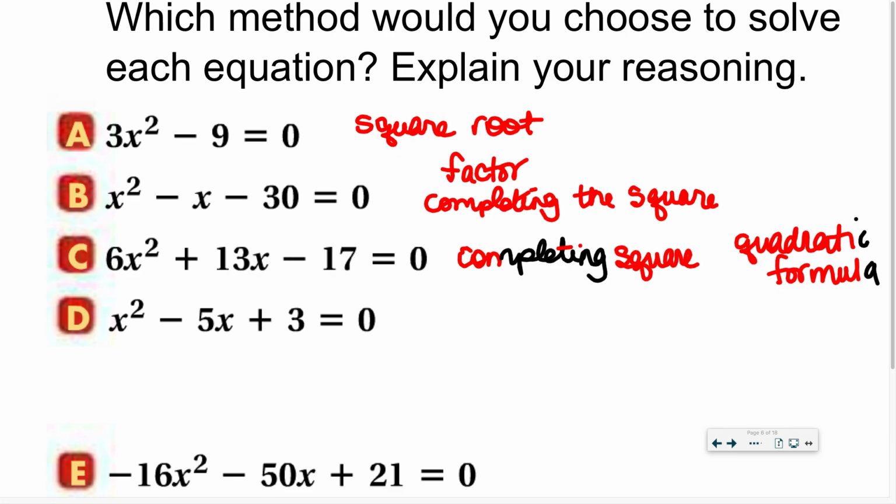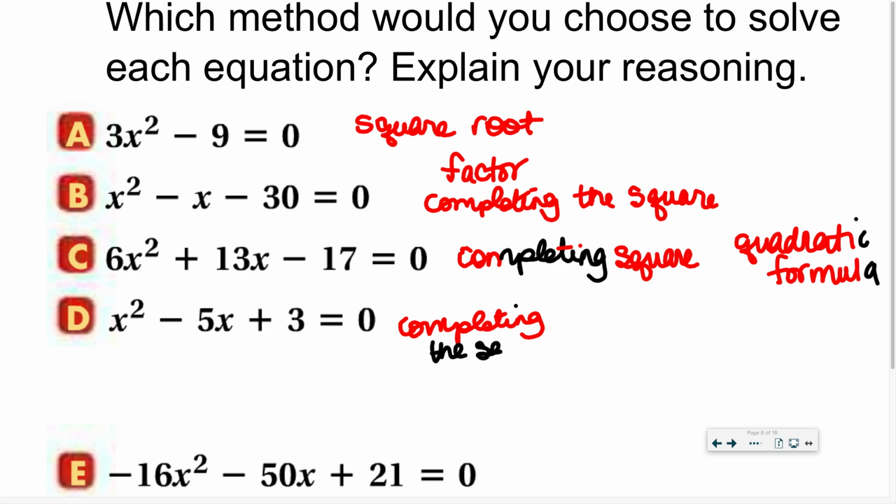How about D? What do you notice? Even though the numbers are relatively small, the constant is 3, the coefficient of the b term is negative 5. What do you know when you just look at first glance if you tried to factor? It's not factorable. There are not factors of positive 3 that would combine to give me negative 5. So what would my option be? Yeah, completing the square would be a great option here.